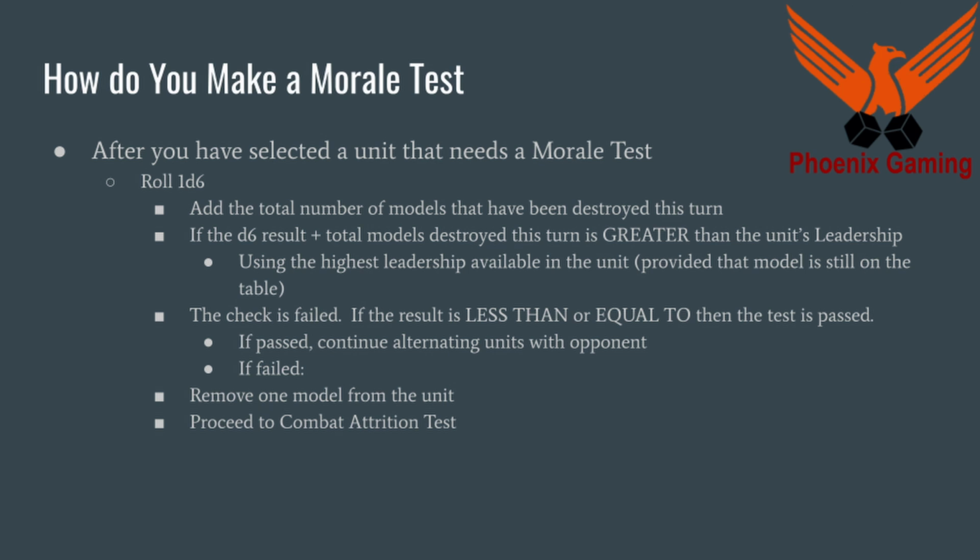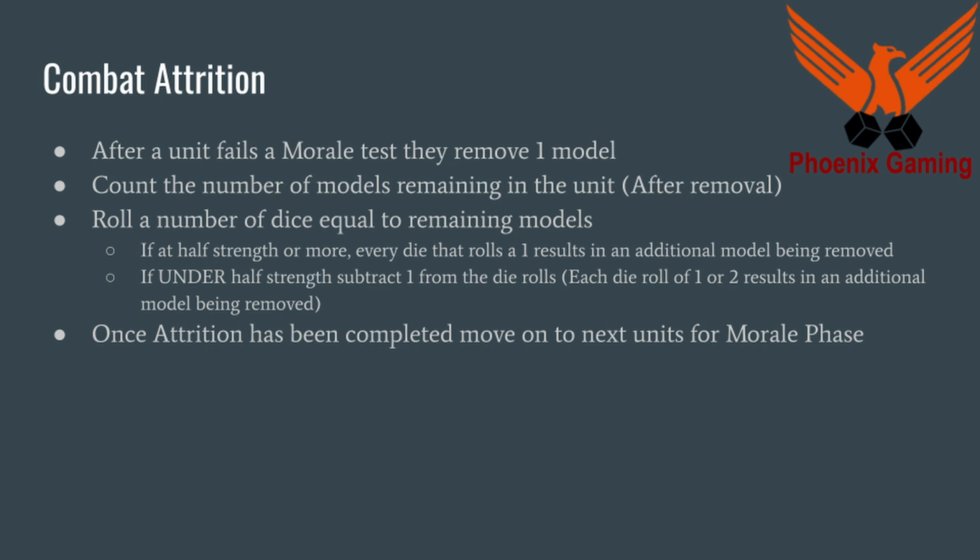Nothing happens. Now let's say you roll a 6. A 6 plus 3 is 9. That is greater than the leadership. That means the morale check is failed. If the morale check is failed, you remove 1 model from the unit and you proceed to a combat attrition test. When a unit fails a morale test, they remove 1 model, like I said, and then you count the number of remaining models in the unit after removal.